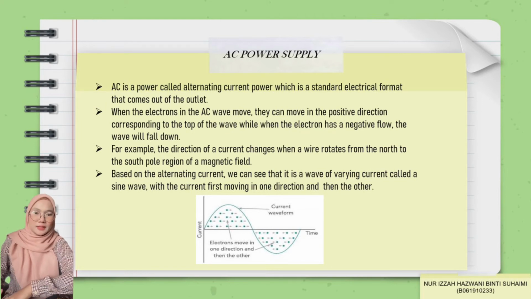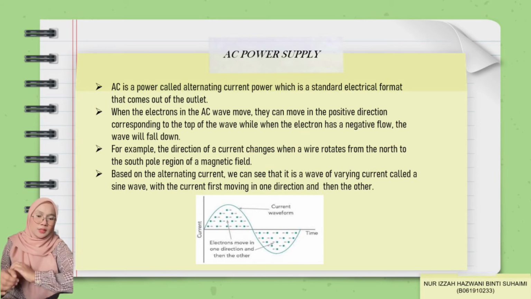Okay, for example, the direction of a current changes when a wire rotates from the north to the south pole region of a magnetic field. Based on the alternating current, we can see that it is a wave of varying current called a sine wave, with the current first moving in one direction and then the other.